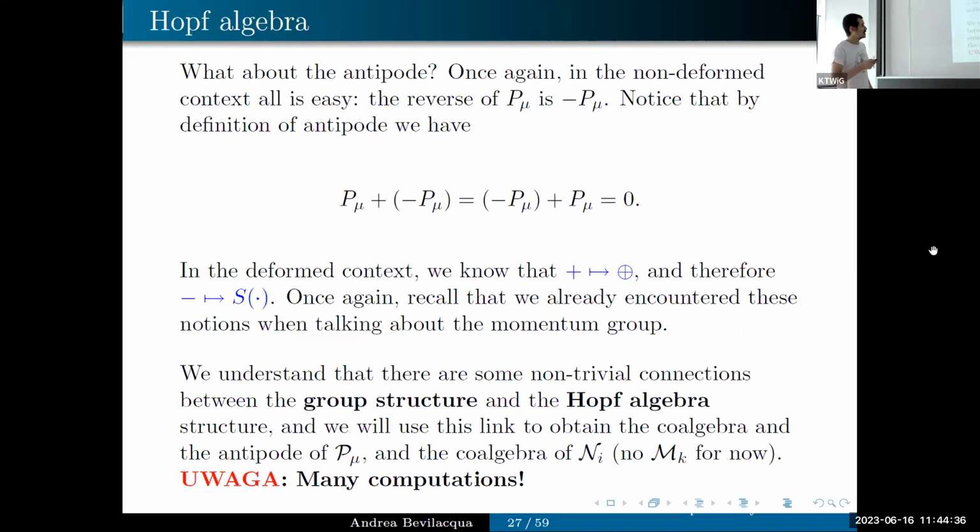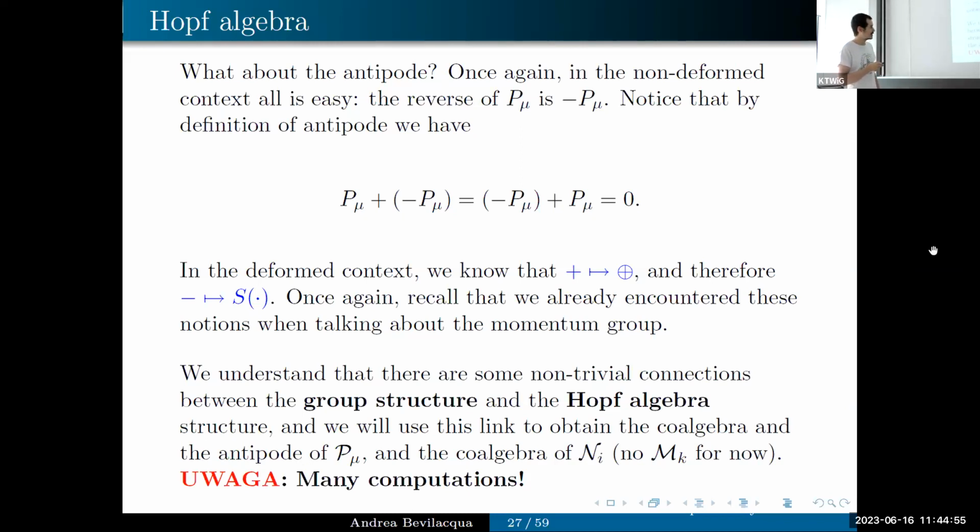So what about the antipode? In the non-deformed context, everything is easy once again, because the antipode of P mu is minus P mu. And by definition, P mu plus minus P mu, or minus P mu plus P mu, is 0. And once again, whenever we take the deformed context, the plus gets deformed, and so does the minus.